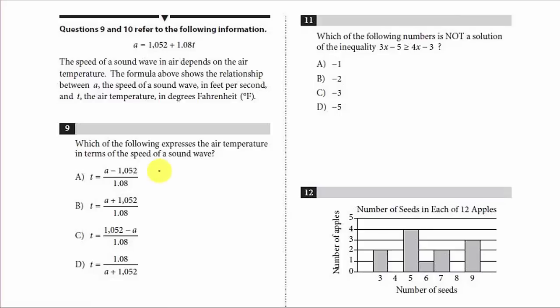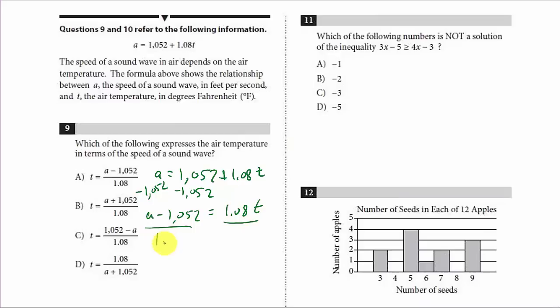Well, all that means to do is take this function here and solve it for T. So if we subtract this 1052 from both sides, we get A minus 1052 equals 1.08 T, and then we divide both sides by 1.08. Well, the 1.08s cancel. We're left with just T right here, so you can see that's A. All right, so let's look at number 10.